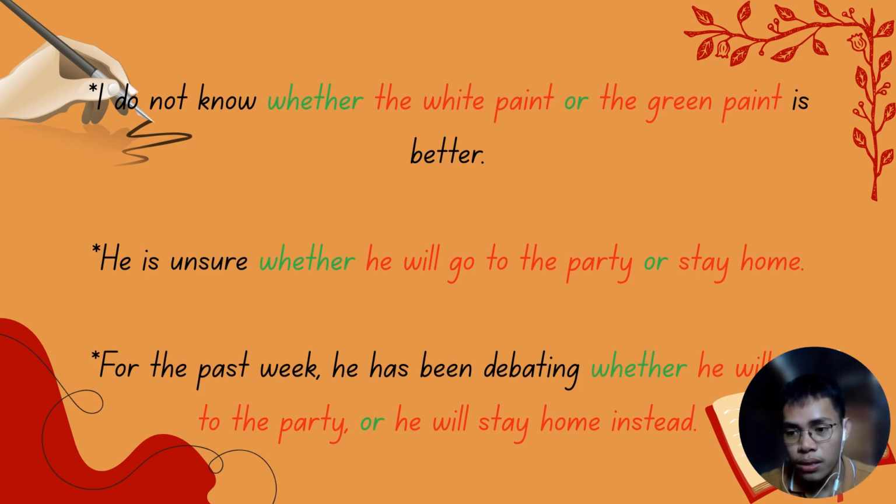In correlative conjunctions, always remember that it should be parallel in structure, or apply parallelism, especially in formal writing. For instance, I am not sure whether the white paint or painting it green would be better. So as you can see, a noun phrase is joined with a verb phrase, meaning it is incorrect. You cannot do that. It must be parallel in structure.